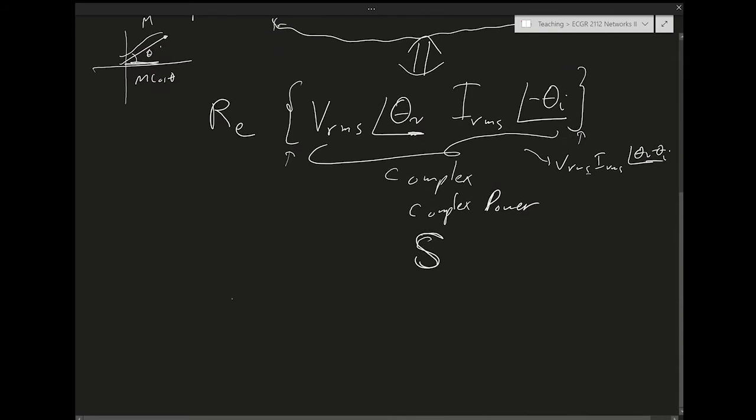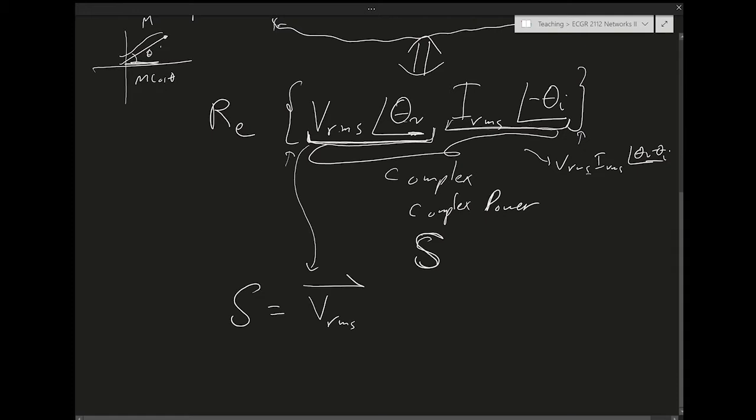Sorry, S is not a phasor. S is a complex power. It's like impedance. Impedance is a complex quantity, but not a phasor. S is a complex quantity, but not a phasor. But it's constructed from multiplying together two phasors. What kind of two phasors? Well, the first one is the VRMS phasor. It's a phasor that has its magnitude equal to the RMS value of the AC voltage waveform, and its angle is the angle of the voltage.